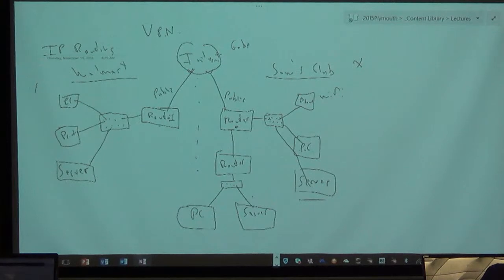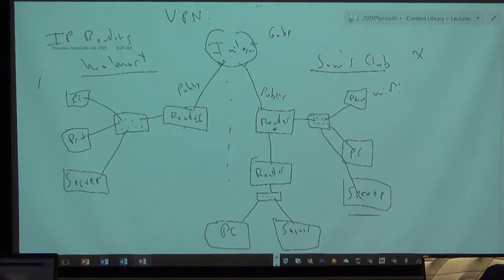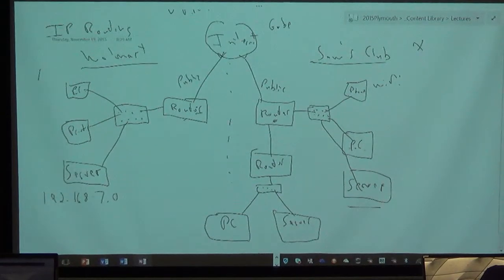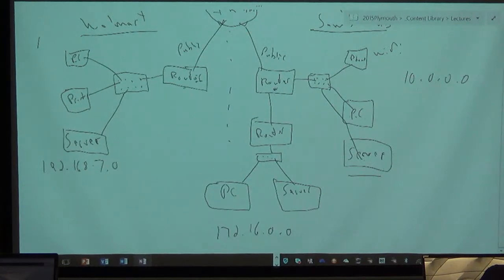Right now, I want you to concentrate on what we're doing here. This side, the Walmart network, is using a network of 192.168.7.0. This is some other corporate office that's using a network of 172.16.0.0. This network over here is using 10.0.0.0 because it's got lots of hosts, but it only needs one network. If this PC here on the right side wants to speak to this PC here, I want you to talk me through the process.